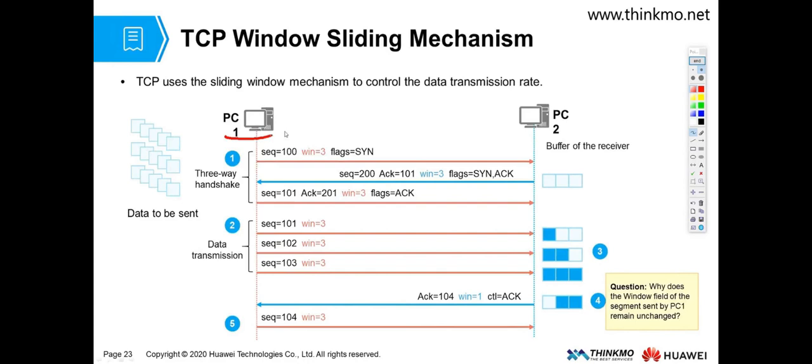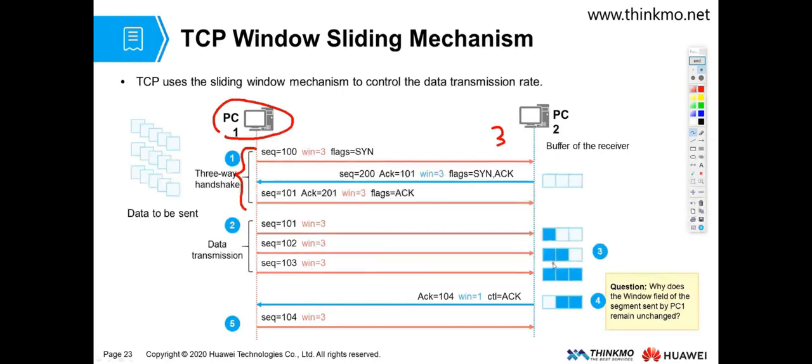In this context, can we say that PC1 can send any amount of data to PC2? Actually, that's not the case. During the TCP three-way handshake, both parties will use the window field to inform each other of the maximum number of bytes they can receive locally, or in other words, don't send too much, or I won't be able to store it here. So after the connection is established, the sender will send only the amount specified by the receiver. For example, if the receiver says 3, then the sender will only send 3.